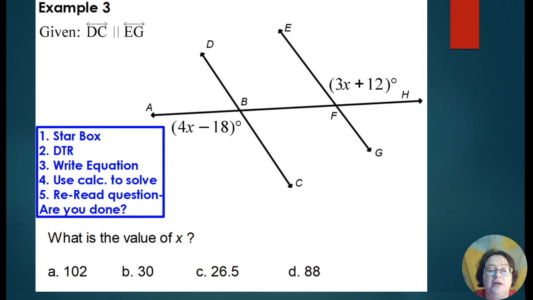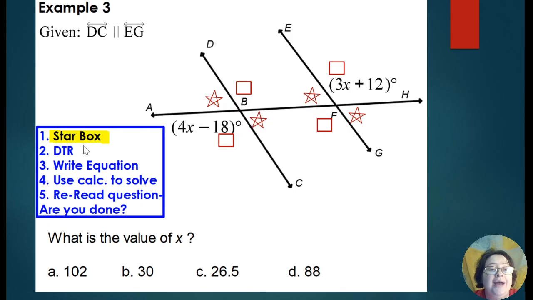All right, so here we go. We've got some expressions here. This one looks a little harder than some of the others, but that's okay. If you remember back to our angle relationships, when we had expressions for angle measures, then we could use those angle relationships to solve for what x is. So that's what we're going to do right here. The first thing I have to do, though, it tells me DC and EG are parallel. I have the two angle measures here. So the first thing I have to do is star box. Start at the upper left: star, box, star, box. Repeat for the next set of angles: star, box, star, box.